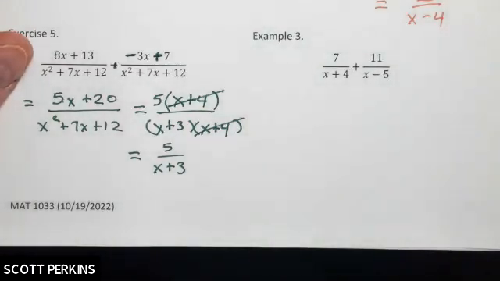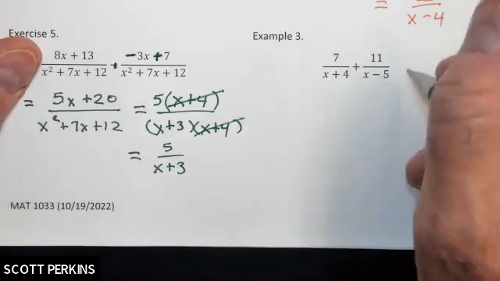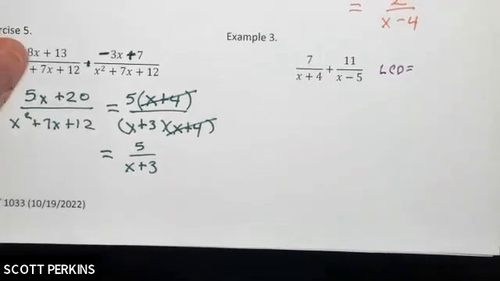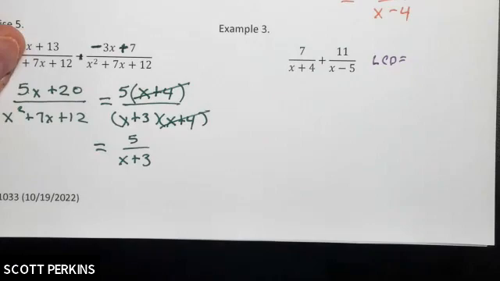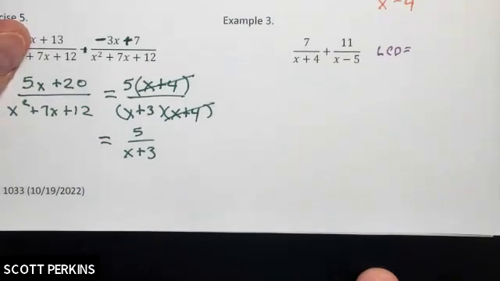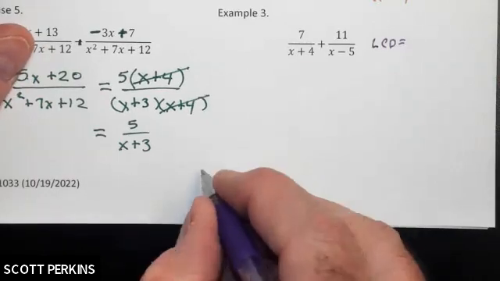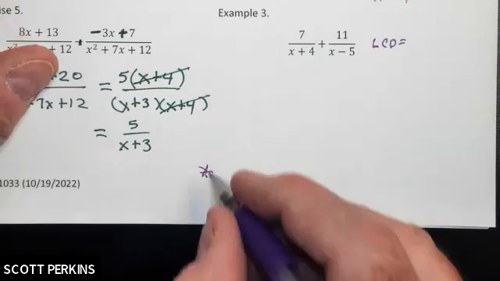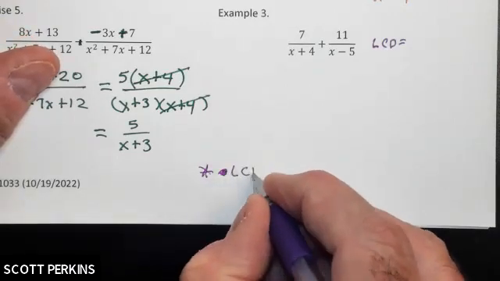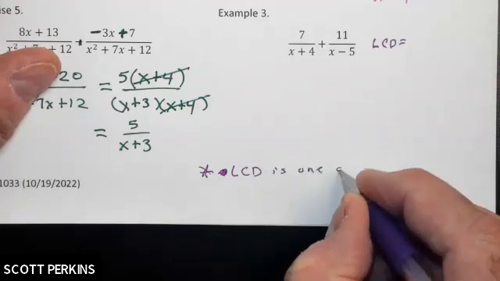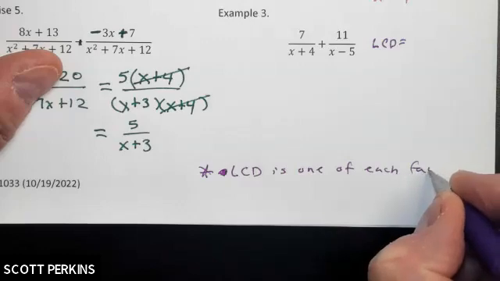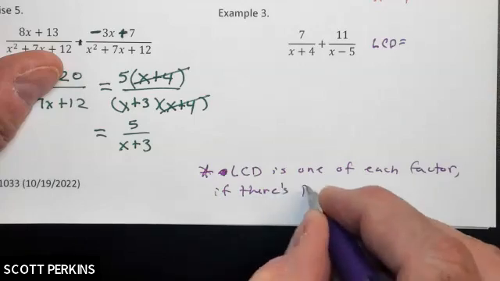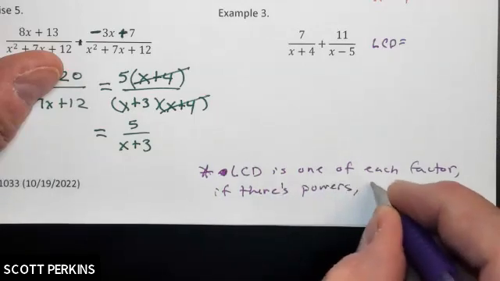That's a separate factor. So first thing I'm going to do is identify the least common denominator. I'm going to cleverly abbreviate that, the LCD. And this is the best way that I can simplify this process or summarize it. I'm going to write this down at the bottom so we have room to do the problem. When you find the LCD of your algebraic fractions, what you're going to do is this. You're going to take, let me put, the LCD is one of each factor. And if there's powers, take the highest power.